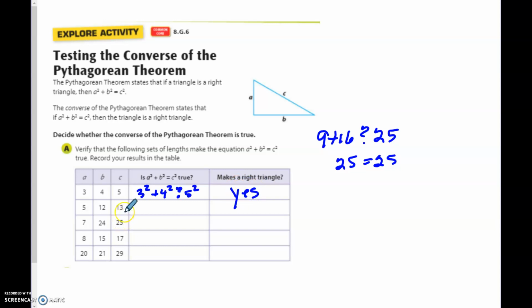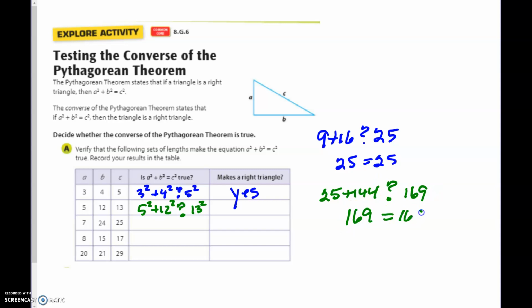Okay, let's try the next one. So we want to know, is 5 squared plus 12 squared, does this equal 13 squared? So we have 25 plus 144, and we want to know, does that equal 169? Well, 169 equals 169, so yes, this is a right triangle.